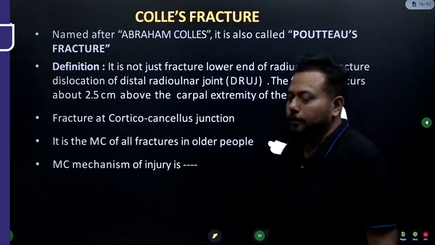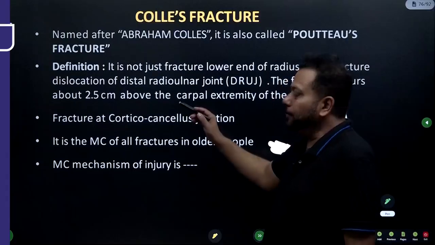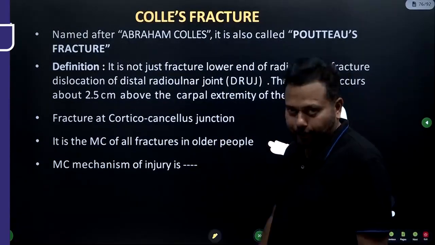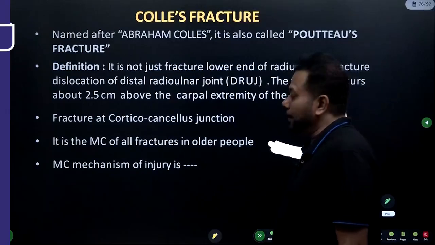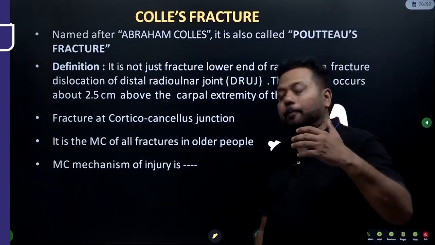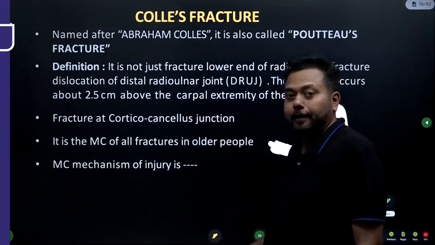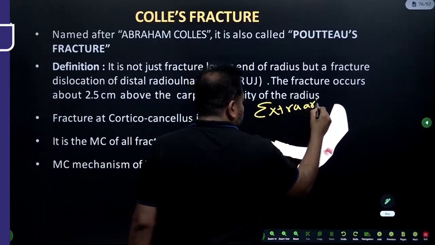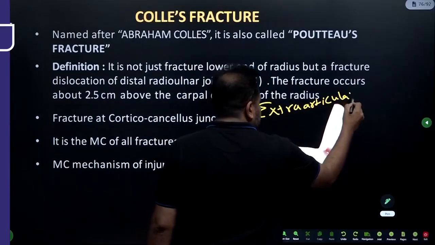What is Colles fracture? Colles fracture is not just a fracture, it's a fracture dislocation of the distal radioulnar joint. The fracture occurs about 2.5 centimeter proximal to the carpal extremity. That means it is extra-articular.